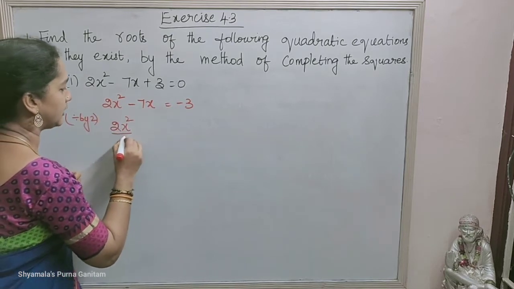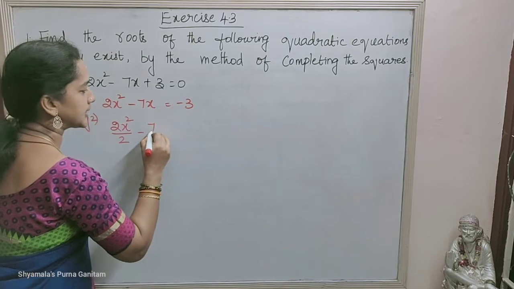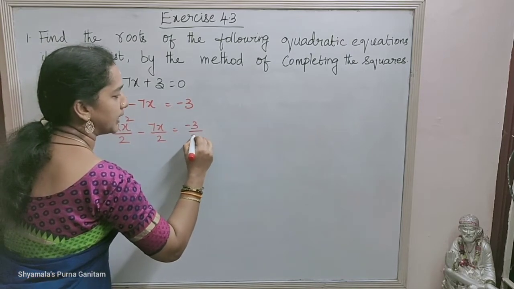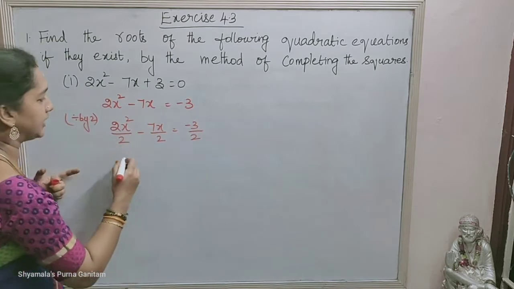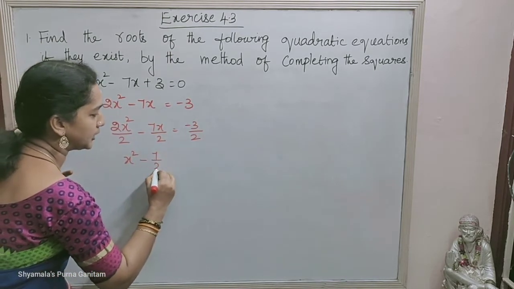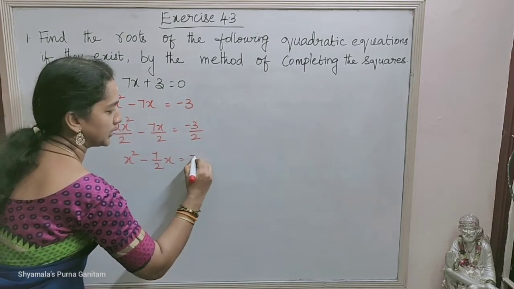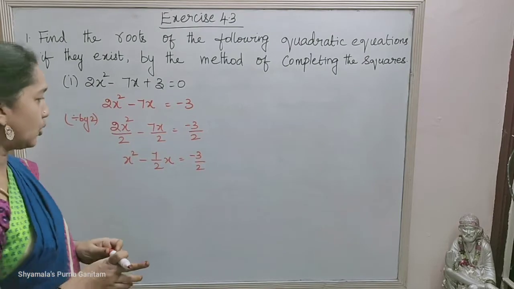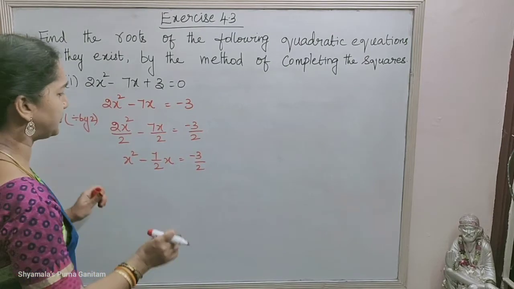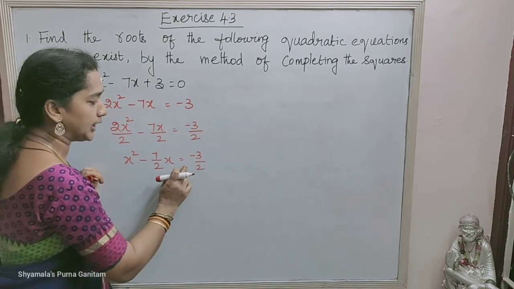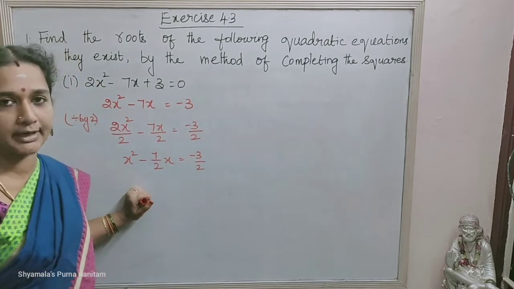So 2x squared by 2 minus 7x by 2 is equal to minus 3 by 2. So if I divide it, what will I get? x squared minus 7 by 2 x is equal to minus 3 by 2. Okay. Now after this, listen carefully. So this is x squared minus 7 by 2 x is equal to minus 3 by 2.